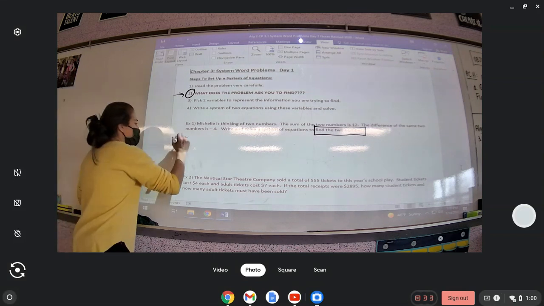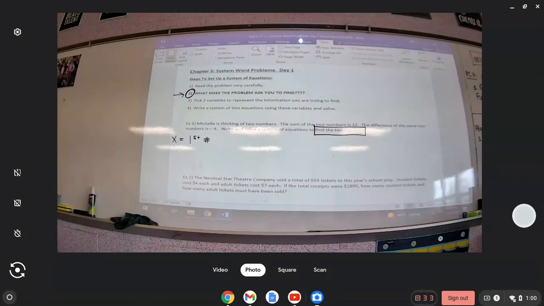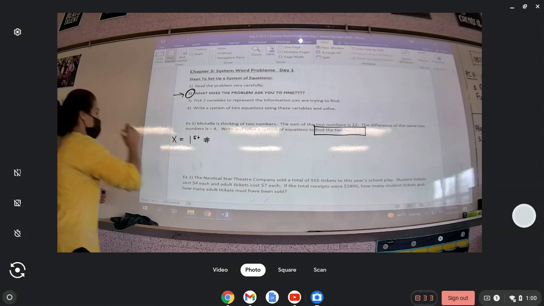I'm going to use X, and I'm going to let it equal the first number that I don't know. Yes? You can always use just X and Y. You can, and some students do. Well, Paul, you'll see in the next example, but I don't always use X and Y. What would be a good variable to represent the second number that we don't know? Y.